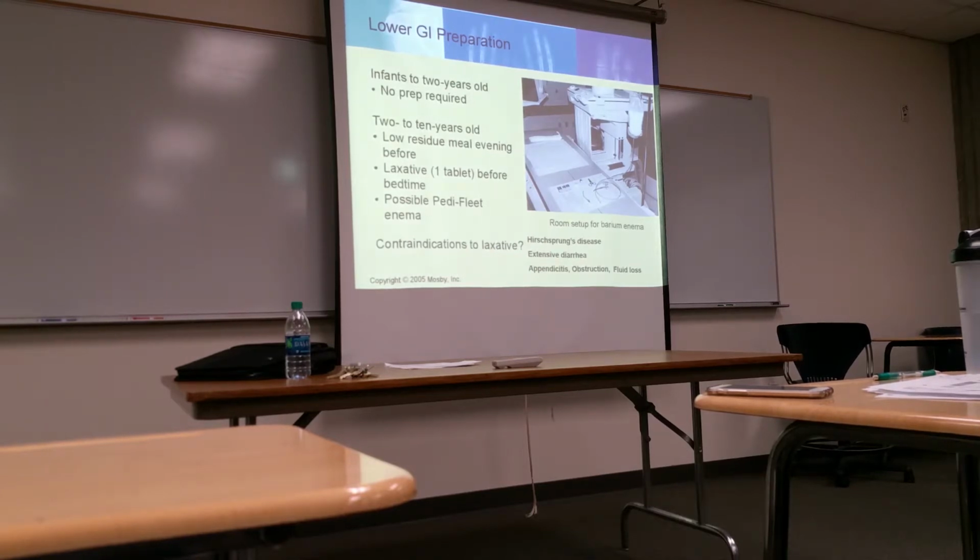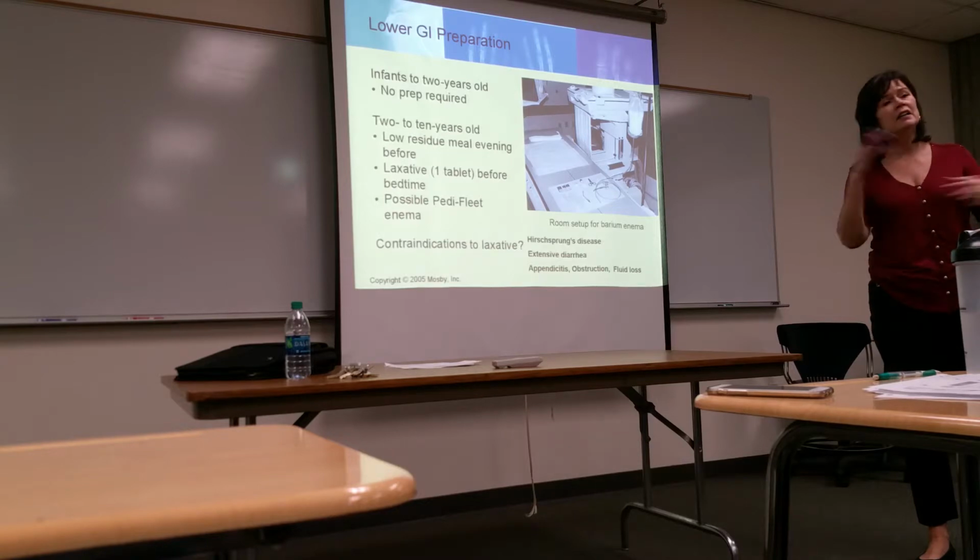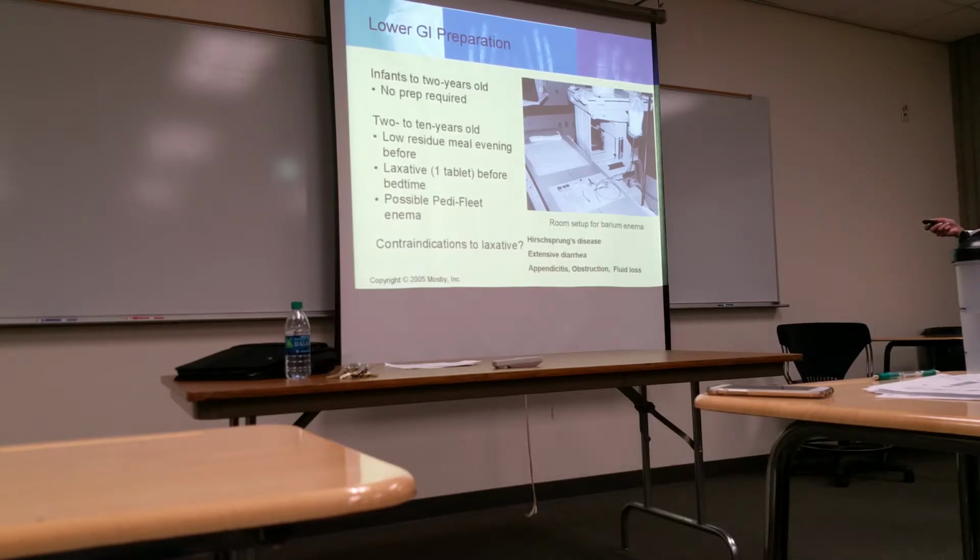The lower GI, so what's the prep for an adult? You have to do the cathartics, NPO past midnight, low residue diet, all that sort of stuff. So for infants to 2-year-olds, we don't do any prep for that. And the 2 to 10 is pretty much what we do for an adult. Maybe the enema used is for a pediatric patient as opposed to an adult.